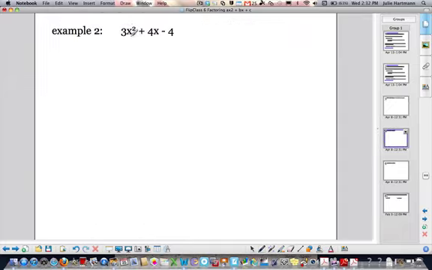Example 2, 3x squared plus 4x minus 4. Can we factor a 3 out of everything? No, 3 doesn't go into 4 evenly. So, step 1, you multiply 3 times negative 4. That's negative 12. Now, what can we multiply to get negative 12? Well, negative 6 times 2, negative 2 times 6. That's one option. And there are others, negative 3 times 4, negative 4 times 3, negative 1 times 12, and negative 12 times 1. But I know I need to add to get a positive 4. Negative 2 plus 6 gives me a positive 4.